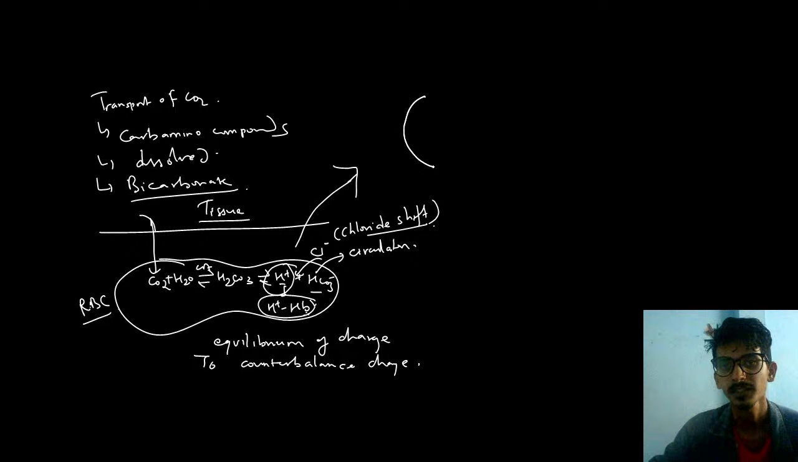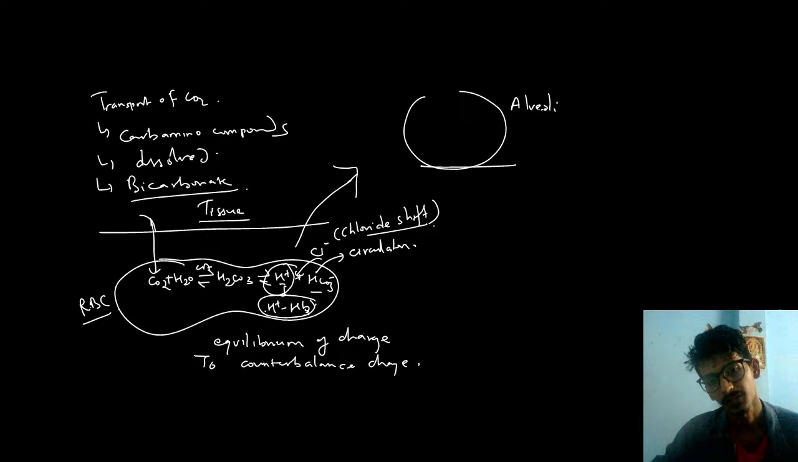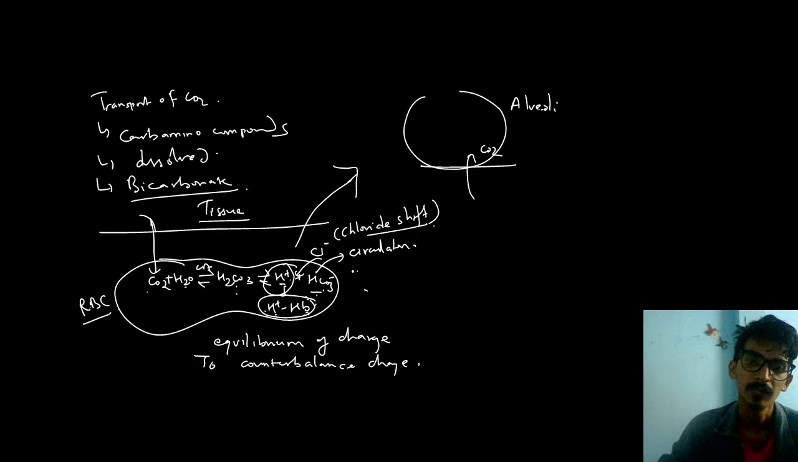What happens in the alveoli? In the alveoli, just the opposite happens. That means that the bicarbonate will again come from the circulation into the RBC, and this will bind with the H plus. H plus will form carbonic acid. Carbonic acid will break down to form carbon dioxide and water, and this carbon dioxide will go into the alveoli. So in the tissue and the alveoli, just the opposite happens.